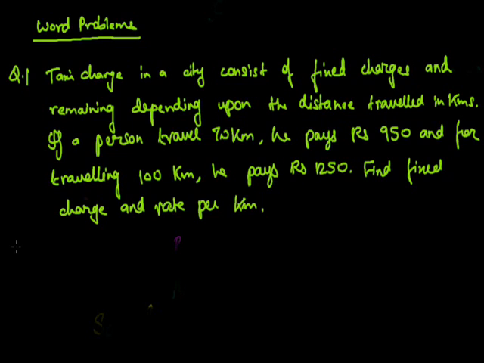So in the question it is given that the taxi fare in a particular city is having the fixed charges and the remaining dependent upon the distance traveled. So if a person is traveling 70 kilometers, he is paying 950, and if he is traveling 100 kilometers, he is paying 1250. So accordingly we need to find out what are the fixed charges and what is the rate per kilometer.